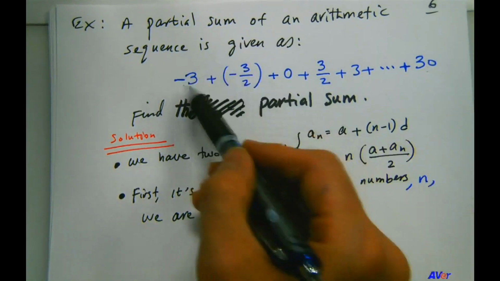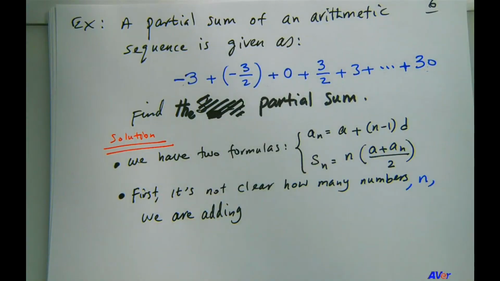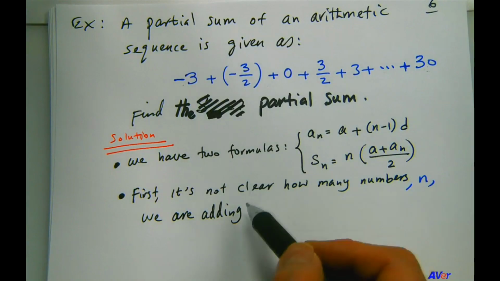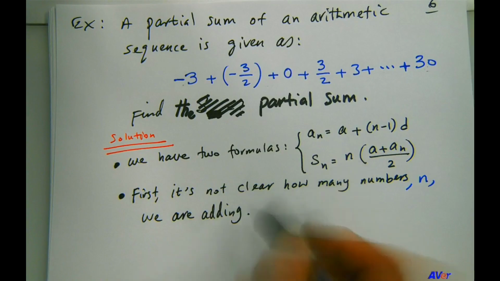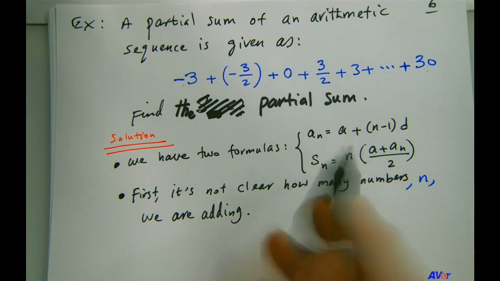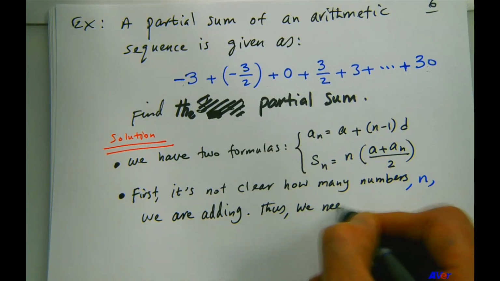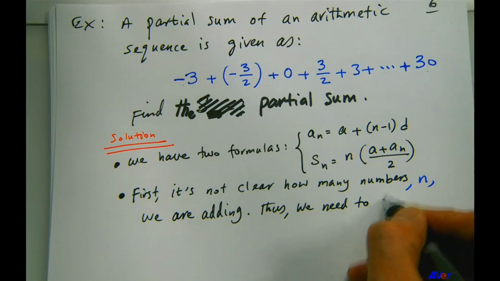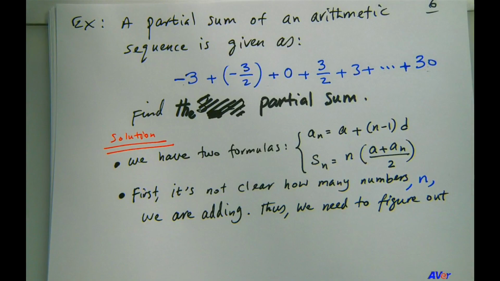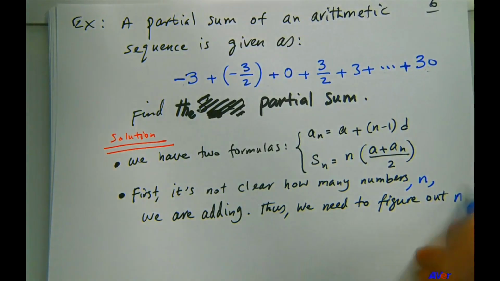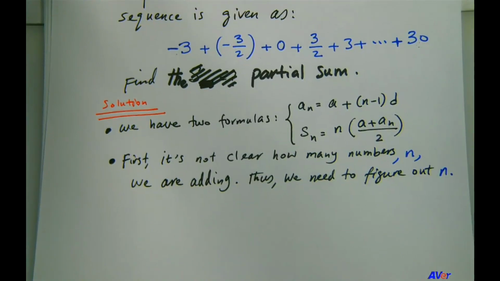We just know the first digit, the last digit, and a few numbers in between, but not all numbers. And also that this is coming from an arithmetic sequence. So we need to find what n is. Therefore, we need to figure out n. Okay, let's see how we can figure that out.